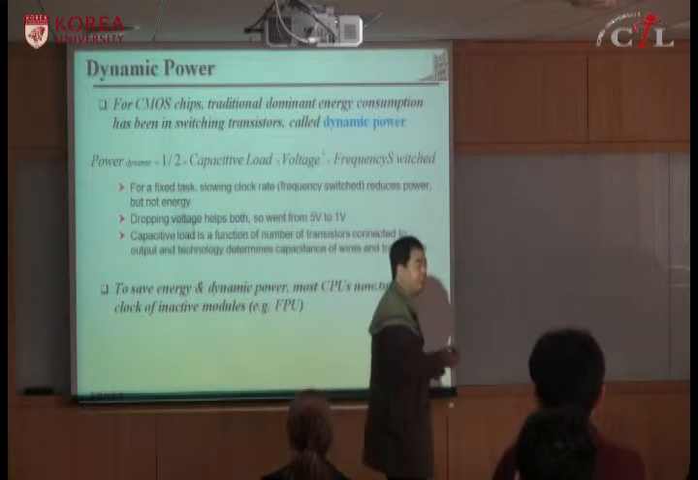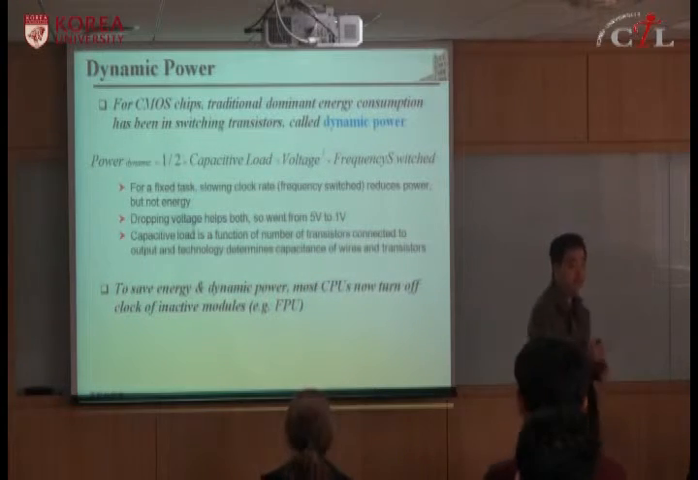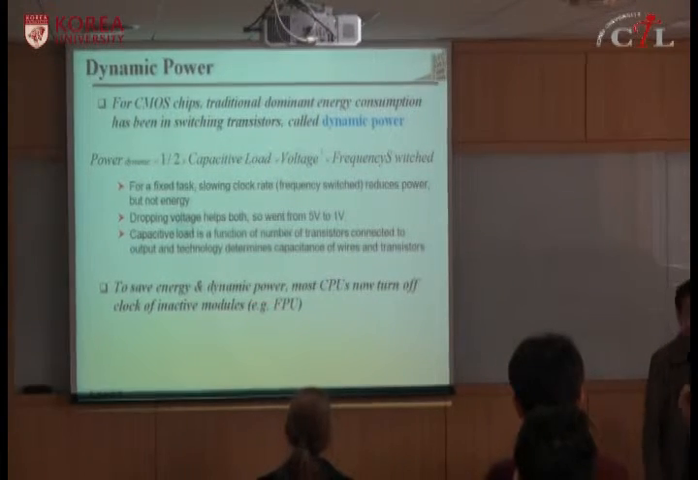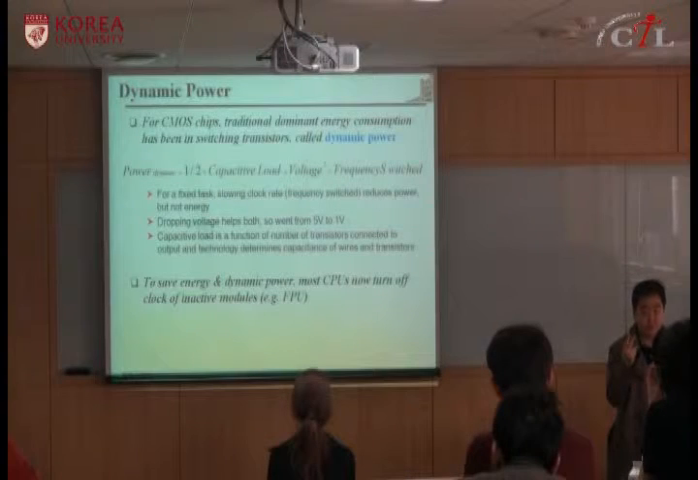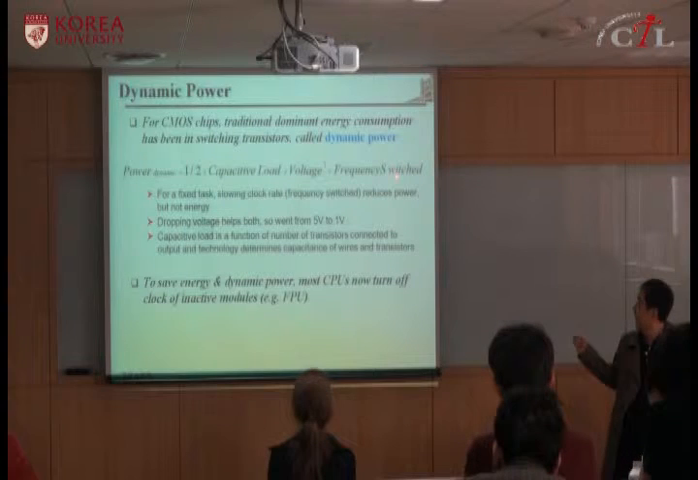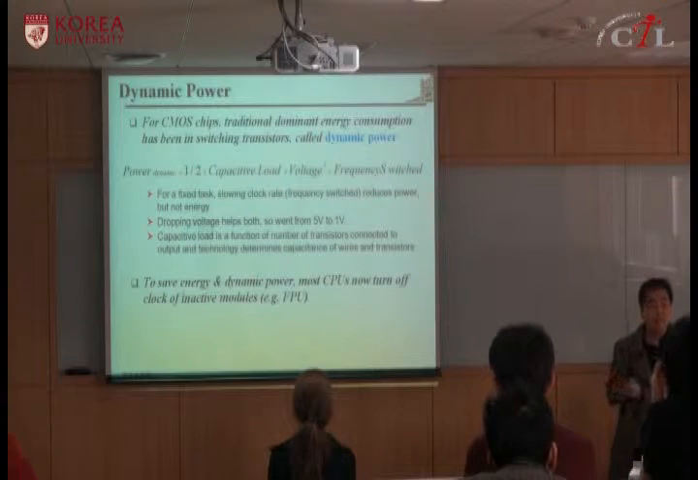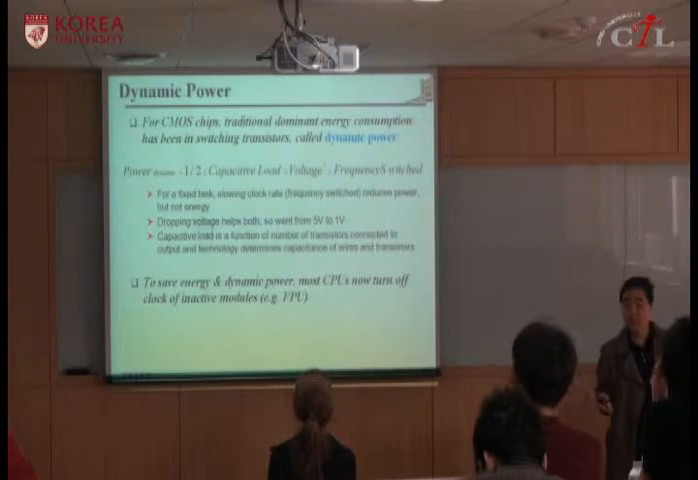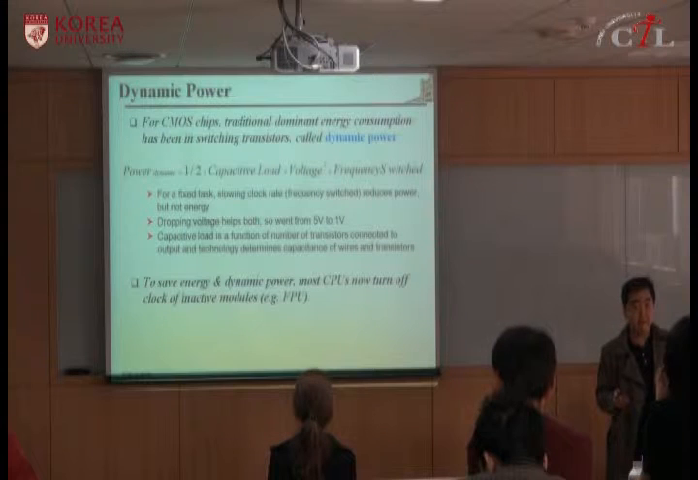So if you run your CPU clock at 1 gigahertz, you can finish the same job in 1 second. If you run at 500 megahertz, you require 2 seconds. So power consumption is reduced by half because the clock speed has been reduced by half. But because of the lower clock speed, you have to run it twice as long, which means the total energy consumed by the task is the same.